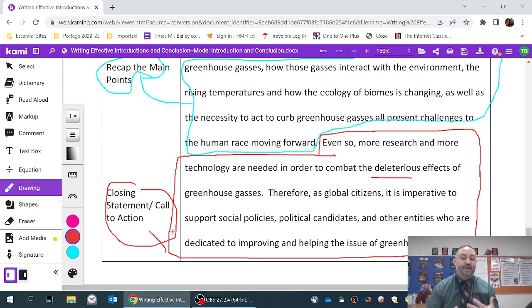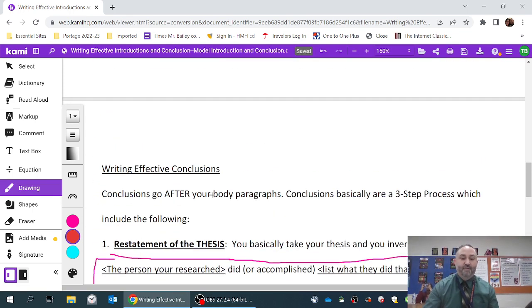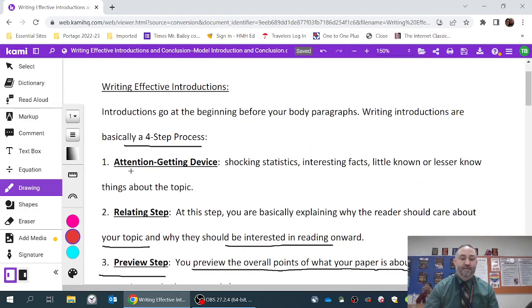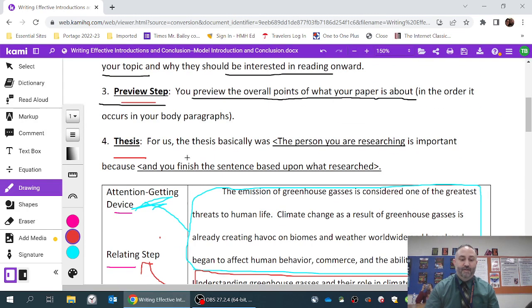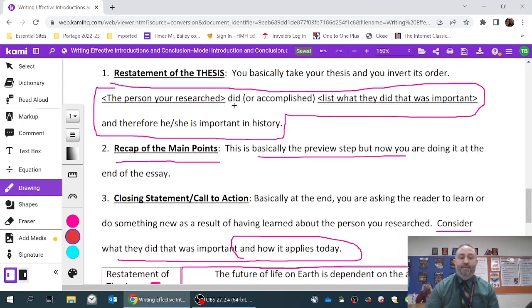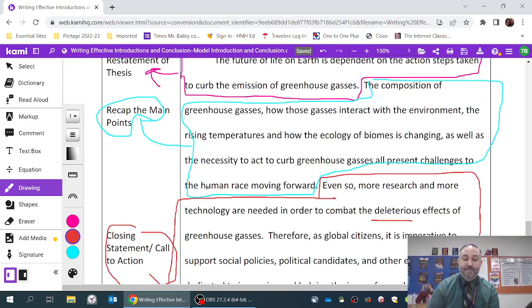So that is essentially how you write an introduction and a conclusion. The introduction is a 4-step process that starts with attention getting, relating step, preview step, thesis. The conclusion is the opposite of that, where you start with the restatement of the thesis, you recap the main points, and then you come to some sort of closing statement or call to action at the end. And that is how you make effective introductions and conclusions.